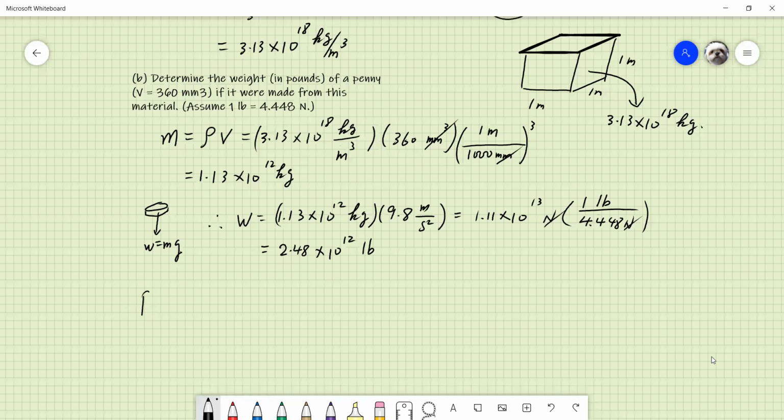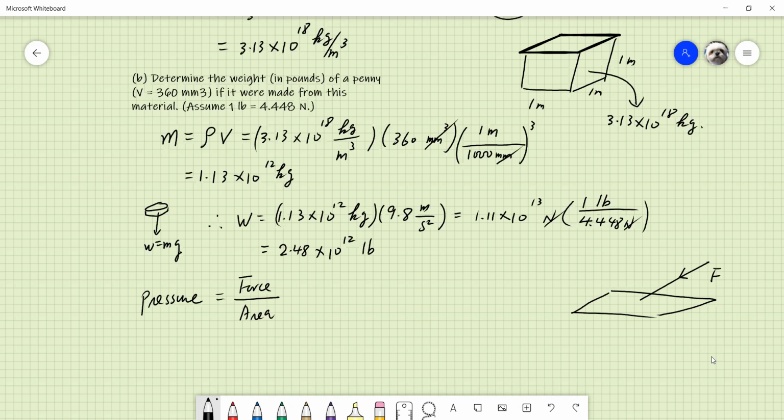Now, what is pressure? Pressure is defined by force over the cross-section area. So let's say I have an area here. I'm going to apply a force on that, let's say a force like this. Then what is the pressure?